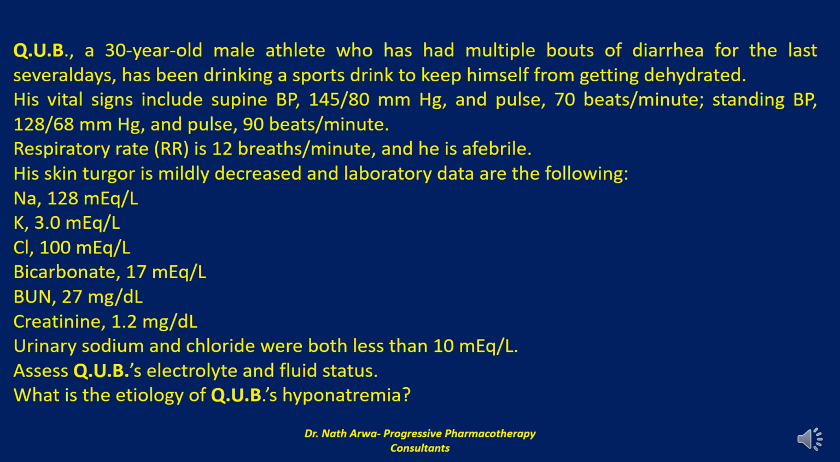Sodium levels of 128 milliequivalents per liter. Potassium levels of 3.0 milliequivalents per liter. Chloride levels of 100 milliequivalents per liter. Bicarbonate levels of 17 milliequivalents per liter. A BUN of 27 mg per deciliter. Creatinine of 1.2 mg per deciliter. Urinary sodium and chloride were both less than 10 milliequivalents per liter. Assess QUB's electrolyte and fluid status. So my question to you is, what is the etiology of QUB's hyponatremia?